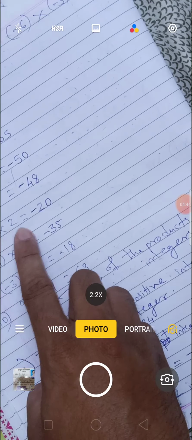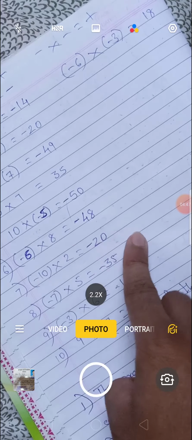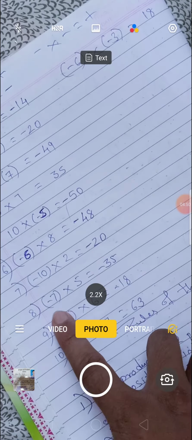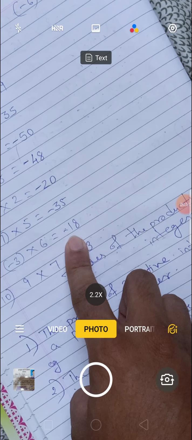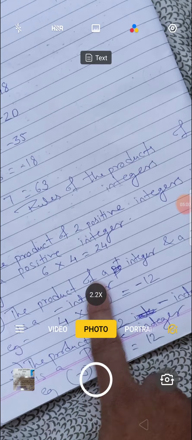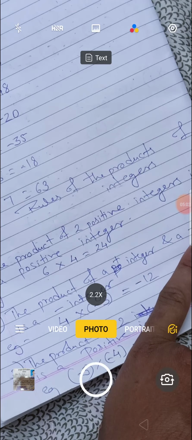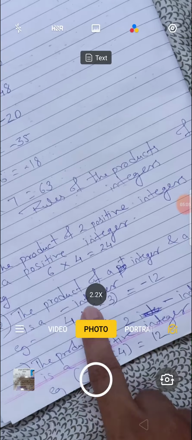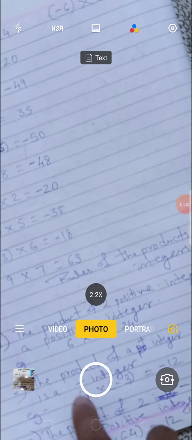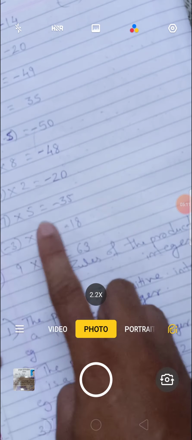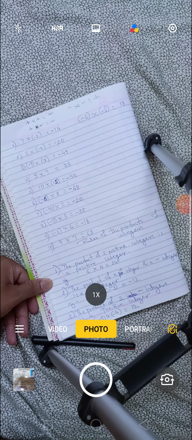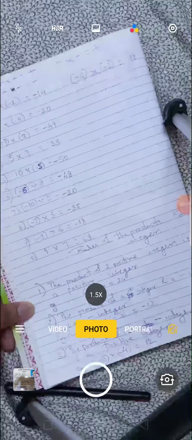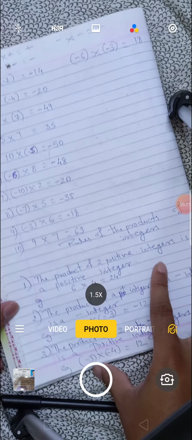Got it? Minus 10 into 2. 10 2s are 20. Sign always negative. 7 5s are 35. Sign negative. Minus 3 into 6. 3 6s are 18. Minus. What is our rule? The product of a positive integer and a negative integer is a negative integer. Always remember that. This rule is very important. One negative, one positive, answer is negative. Got it, children? Don't worry.